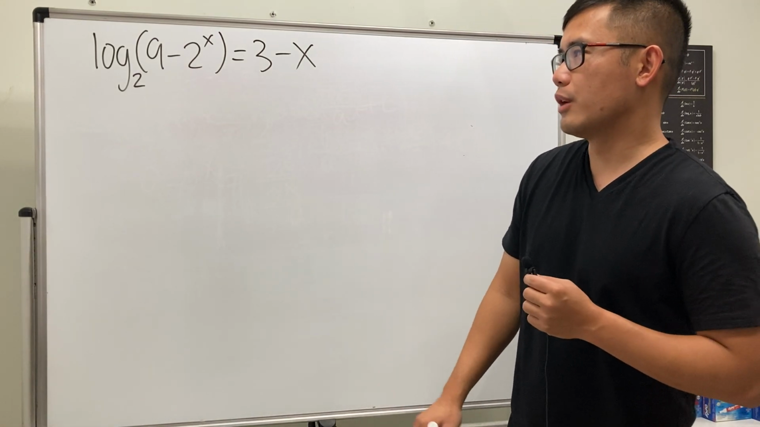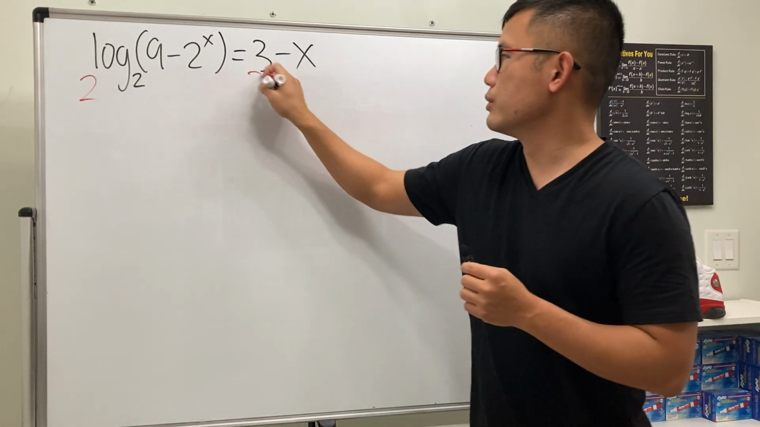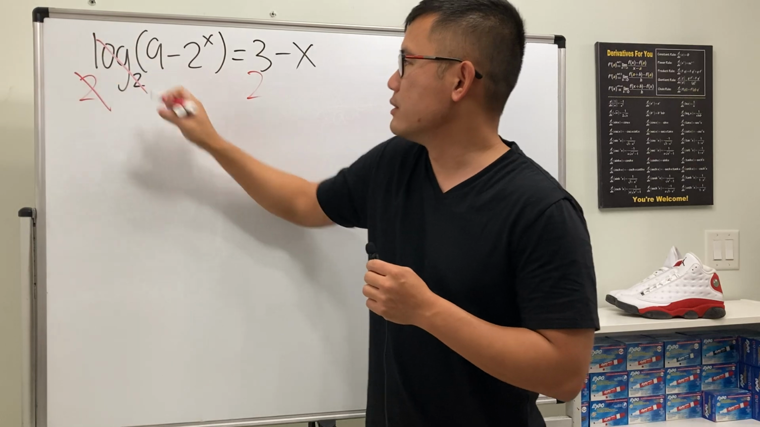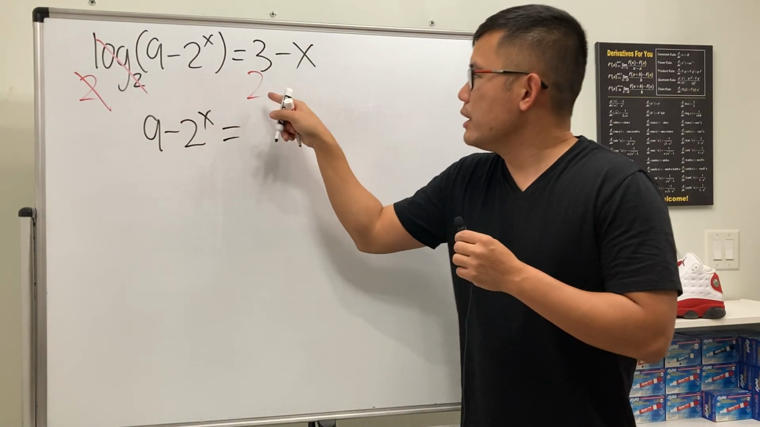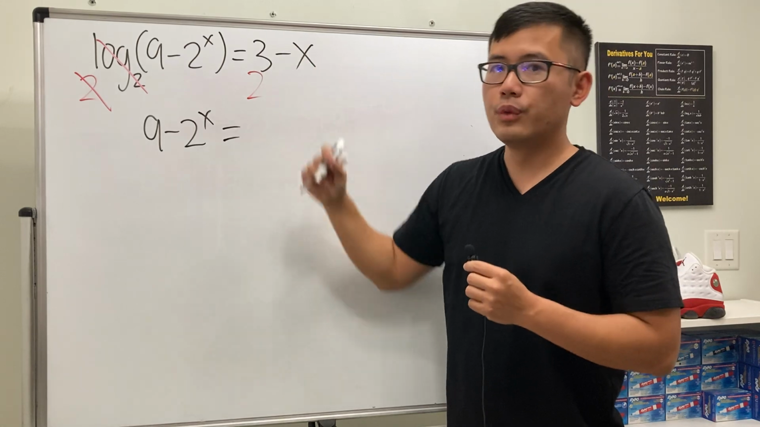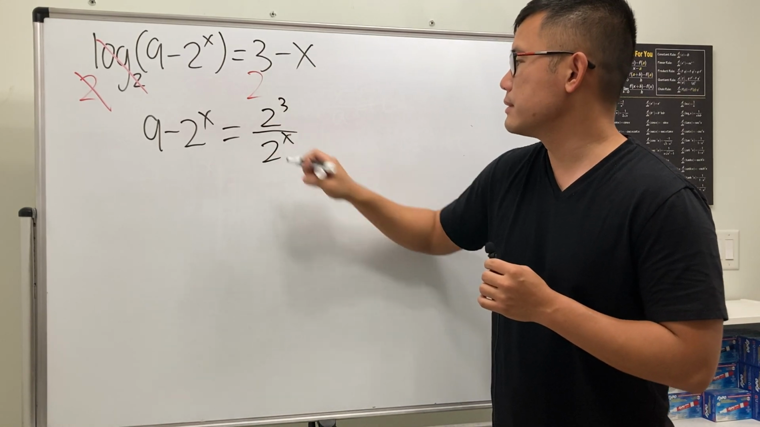First, let's get rid of the logarithm. Right here we have log base 2, so let's just do 2 to this power and also do 2 to that power. So this and that will cancel, and we will get 9 minus 2 to the x equals 2 to the 3 minus x. We can write that as 2 to the third power over 2 to the x.